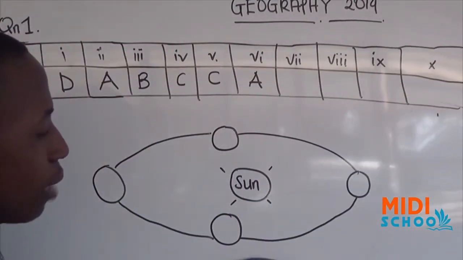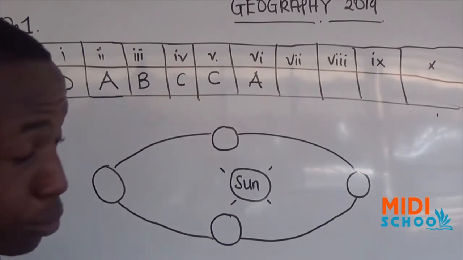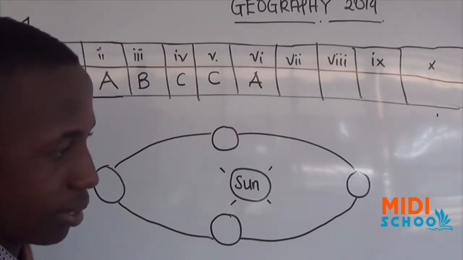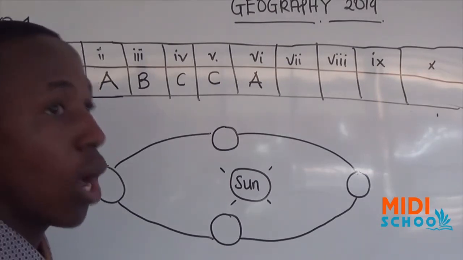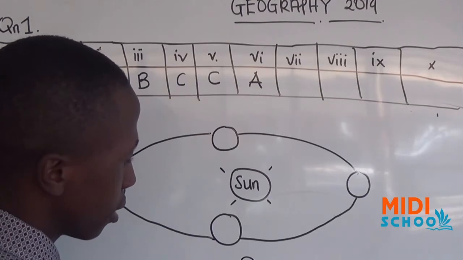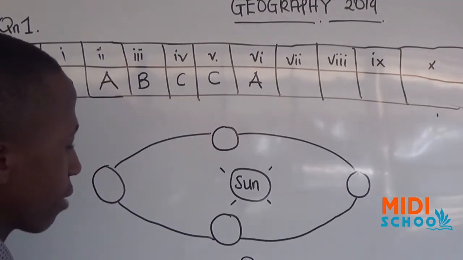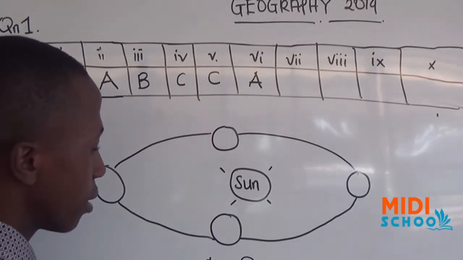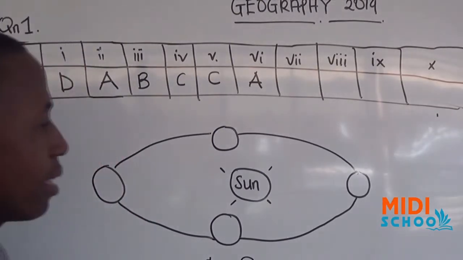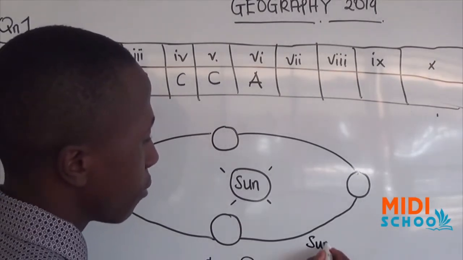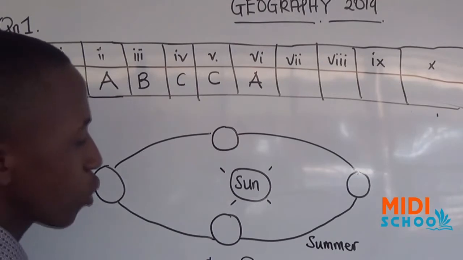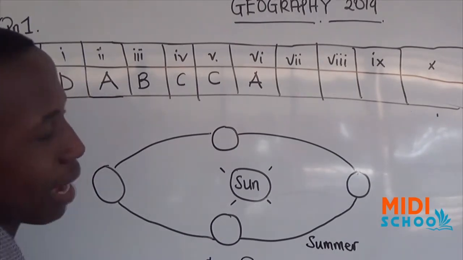In its revolving around the sun, there are four seasons that are produced by it. The earth revolves anti-clockwise, from the Tropic of Cancer to the Tropic of Capricorn, and it starts from Cancer. This is the Tropic of Cancer, and this is on 21st of June. On 21st of June, in the Tropic of Cancer, we have summer.